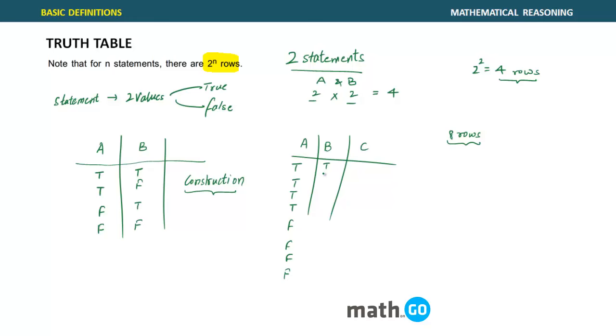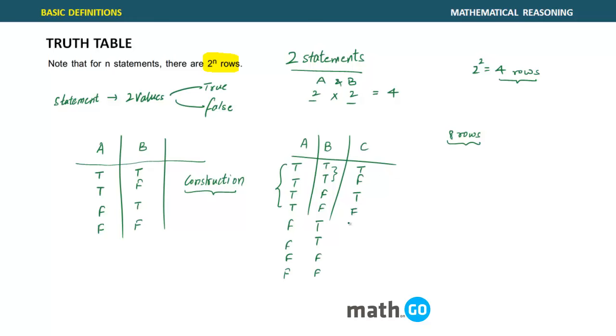Then for B, what will you do? Here there were 4 T's, now you will have only 2. Combination of 2 T is 2 F. This is the pattern that you will follow. And then again, there were 2, now divided by 2, so only 1. So alternate T and F for C.